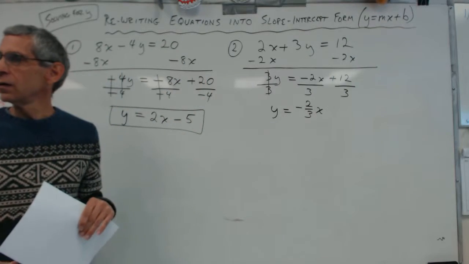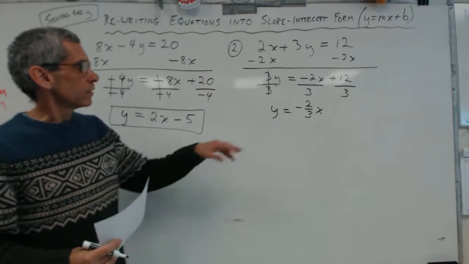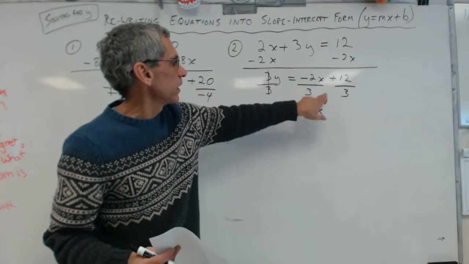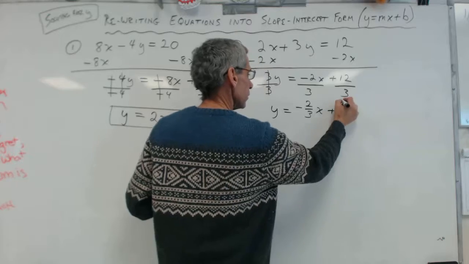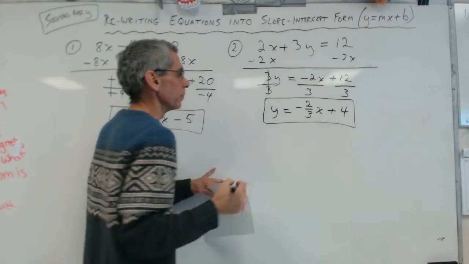And then I put my x afterwards. Do you see what I did there? That makes sense, right? I just wrote the fraction first, and then I put the x after. And then plus 4. And there's my y equals form.